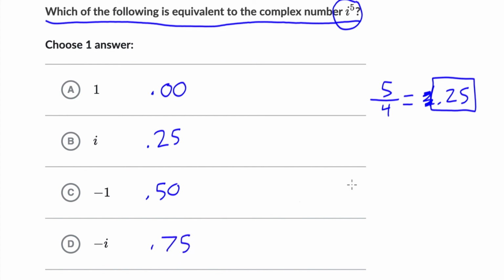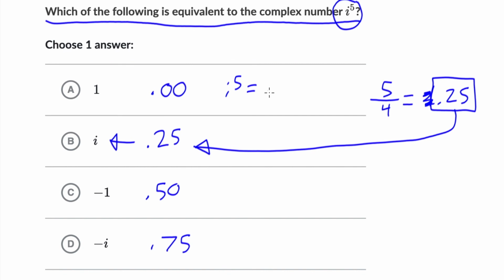Okay, great. Now, when we divided by 4, we got a 0.25. Let's draw an arrow and see which one it leads to. So this one leads to I, which means I to the 5th power is equivalent to I. Okay? Pretty simple. And that is how you find the powers of the imaginary unit. That's how you solve it, and that's how you get a good grade in your class.